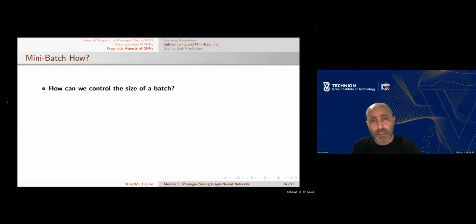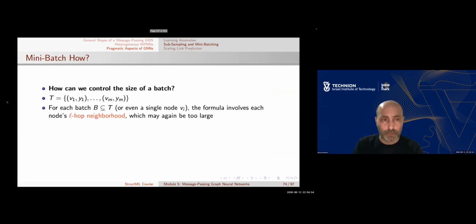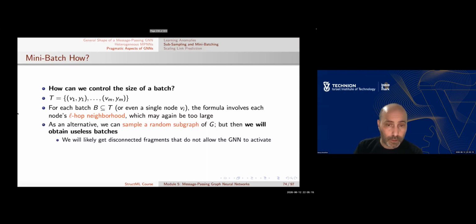Basically we would like to say we use batches and we control the sizes of the batches. So again, we have the set of examples, node vi with label yi, and now we take batches B from these nodes, but then our formula involves the L-hop neighborhood. Again, this can be very large. So how does the batch help us?